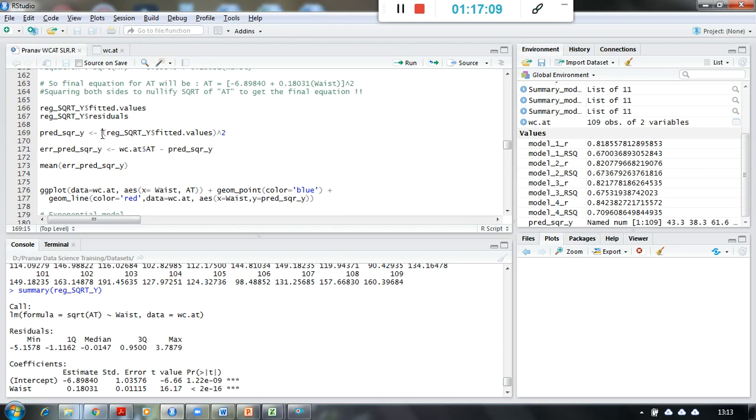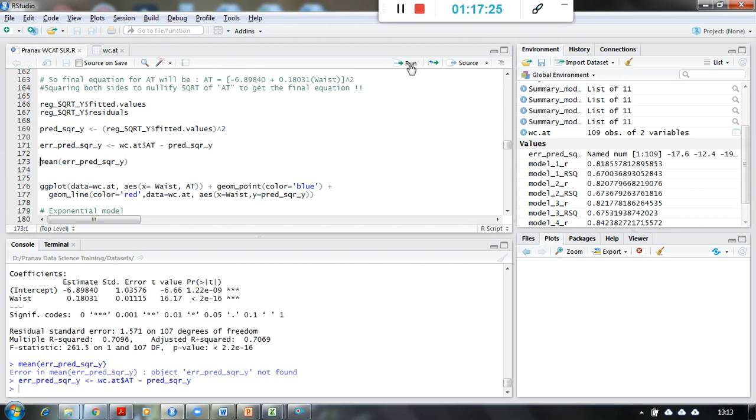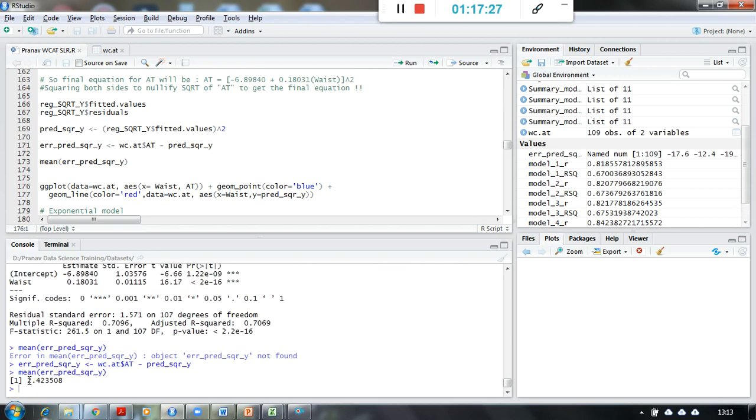What we are doing here is squaring the fitted values. After calculating the fitted values, the difference between the actual value and the fitted value is going to be my error. If I check the average of error, I will not get zero. I have now stored this value. So if I check now the average of error, I am getting 2.42. I am not getting e to the power minus 16 or something like that.